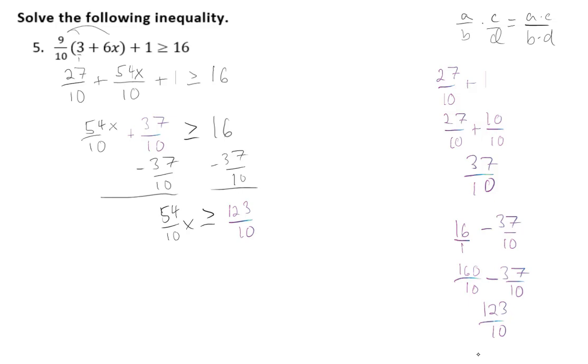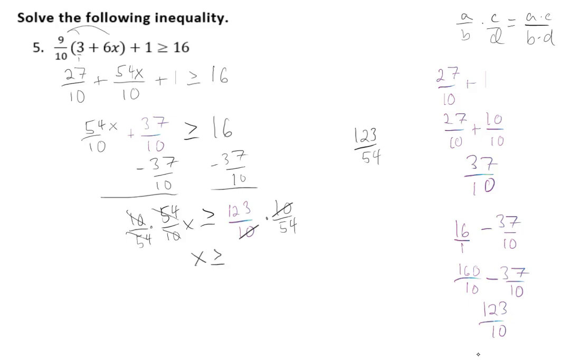All right. Now to get rid of this 54 over 10, I'm going to multiply top and bottom by the reciprocal. So multiply by 10 over 54. So this 10 would cancel that 10. That 54 cancels that 54. And we're left with x is greater than or equal to, this 10 cancels this 10. And now we have 123 over 54.